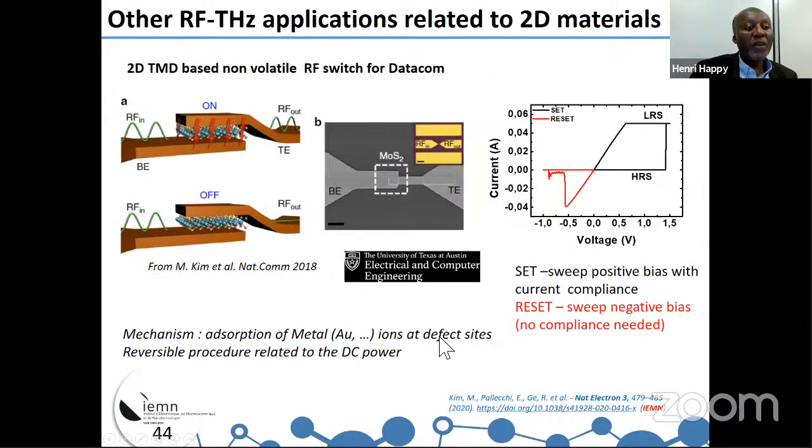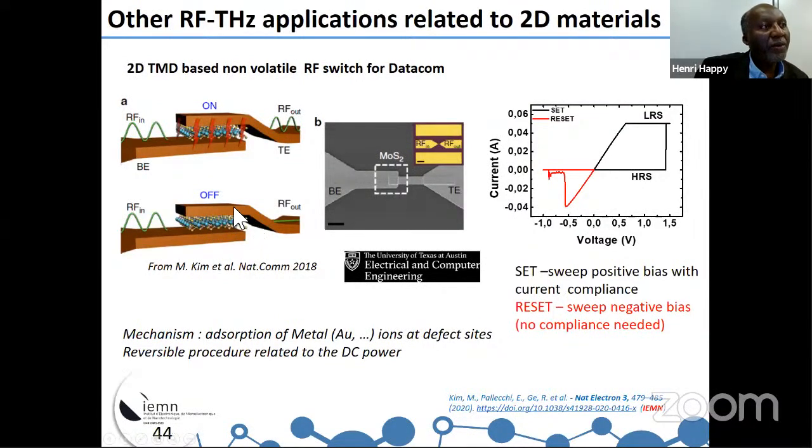I show another thing which is not transistor, but which is a new application of this kind of 2D material. It is a kind of a switch. It is a passive non-volatile switch which are used for RF applications. Typically, the device is very simple. It is a metal, 2D material and metal in the top. This device is inserted in the coplanar transmission line.